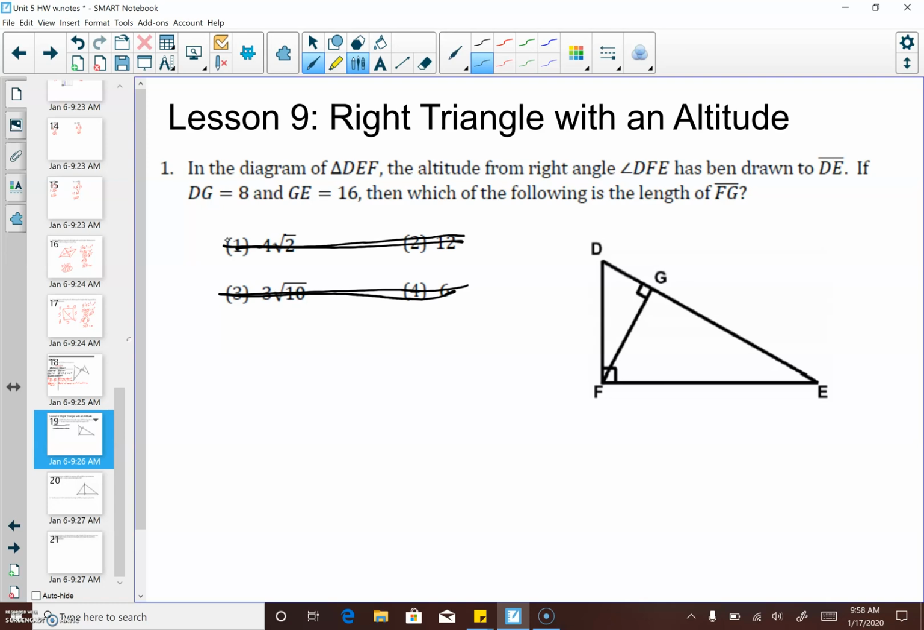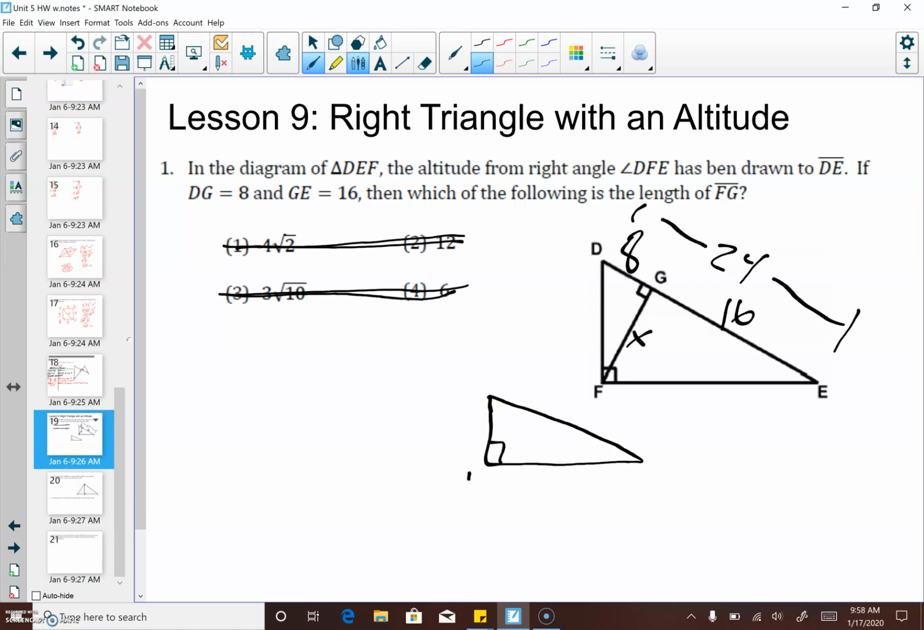In the diagram of triangle DEF, an altitude from right angle DFE has been drawn to DE. If DG is 8 and GE is 16, then what is the length of FG? Now again, I like to put all my numbers in my picture before I redraw them, because otherwise I would never recognize the overall hypotenuse of the big triangle to be 24 without seeing them that way. So I like to redraw my first picture, or my big triangle, first.